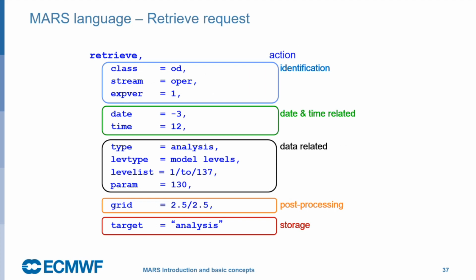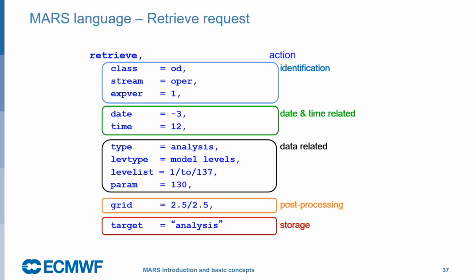So basically, this is an example of a MARS request. It always starts with the action. Here it's retrieve, so we want to download the data, and then the identification part of the request, which defines class OD, operational data, stream is OPER, which is the deterministic forecast, and experiment version is 1 in this case, which means the operational version.